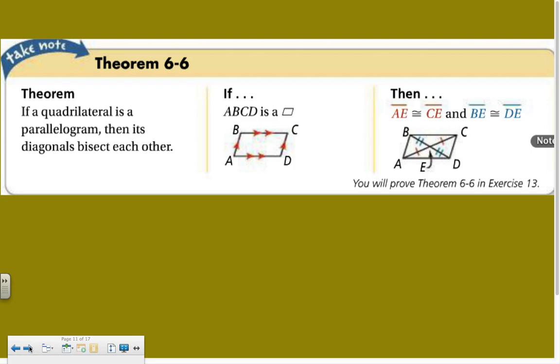And I would like you to add this theorem to your purple sheet. If a quadrilateral is a parallelogram, then its diagonals bisect each other. So here I've got a parallelogram.